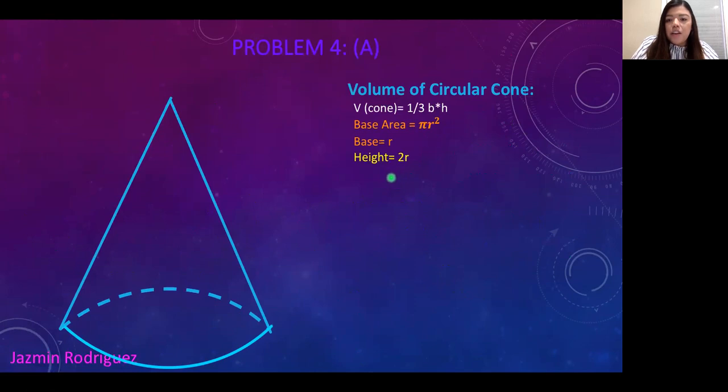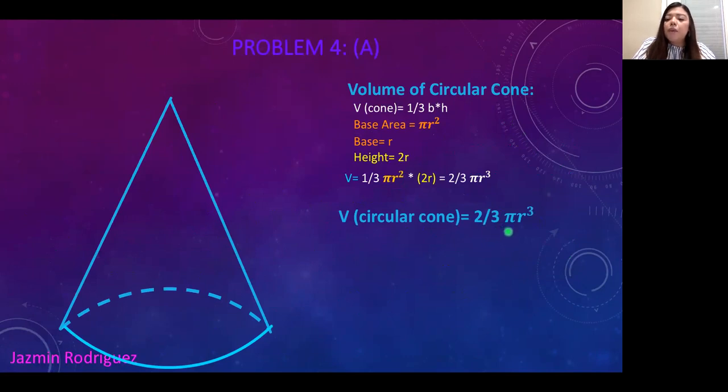And then we are given this information right here. So we are given that the base area is pi r squared and our base radius is r. And so then our height is going to be 2r. We'll go ahead and just plug that into our formula, and we'll get that the volume of our circular cone is going to be 2/3 pi r cubed, because volume is measured in cubed units.